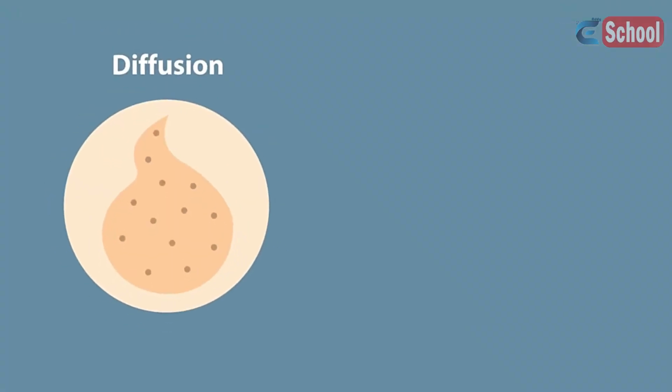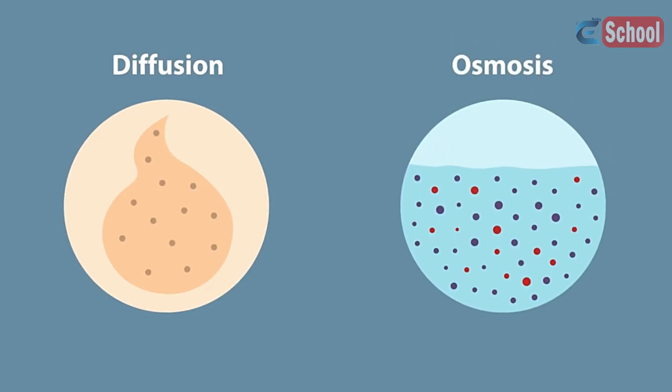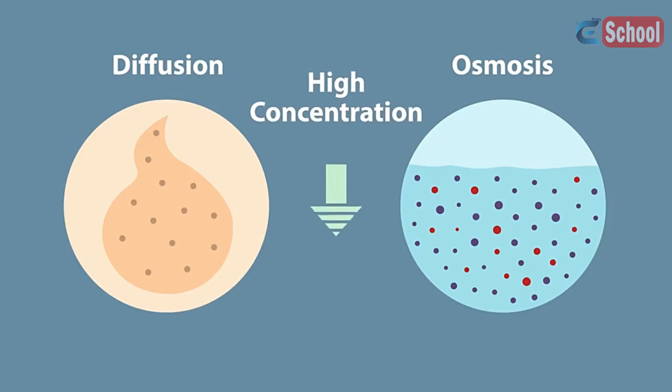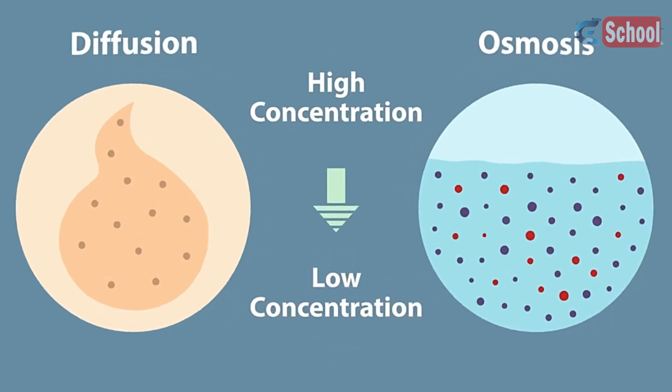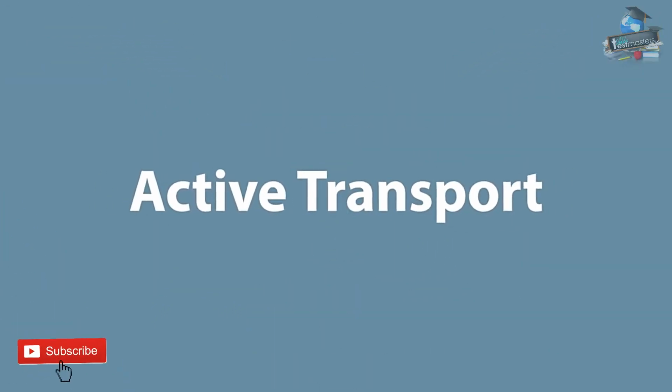In the first part of this video, we looked at diffusion for the movement of gases and osmosis for the movement of water. They were things that could easily move from a high concentration to a low concentration. That makes sense. So what is active transport for? Well, the clue is in the name, active. Work has to be done.